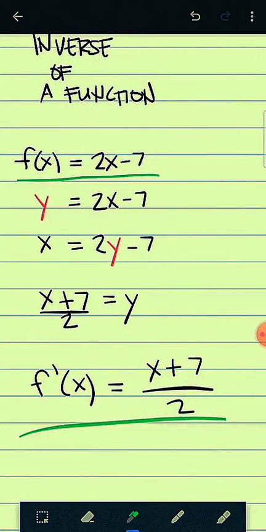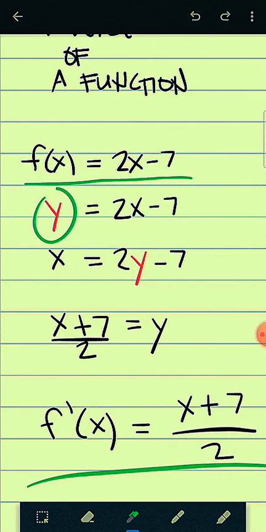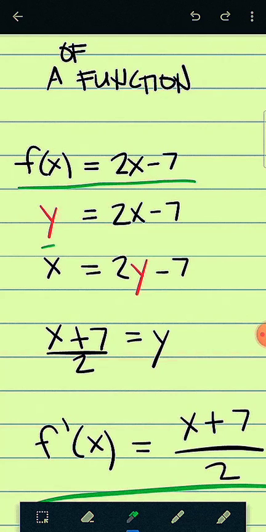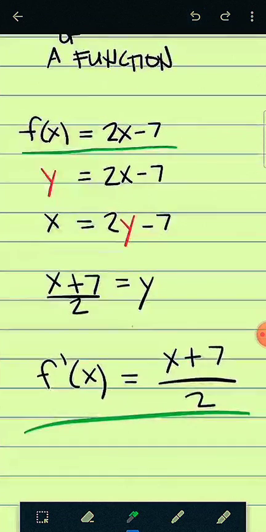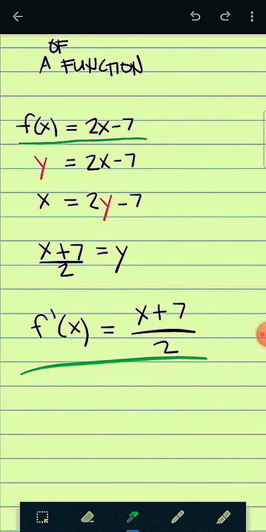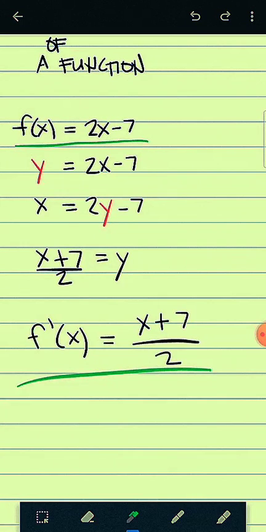Given a function, change f of x to y, and then just change the x and y. Just interchange the two, or swap the two. The y becomes x, and the x becomes y. And after you do that, you just isolate y, and that is now your inverse of the given function.